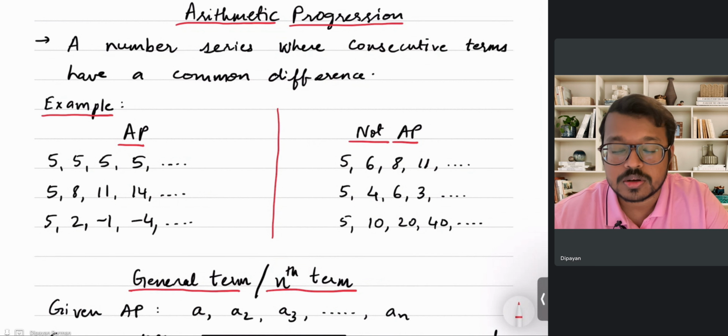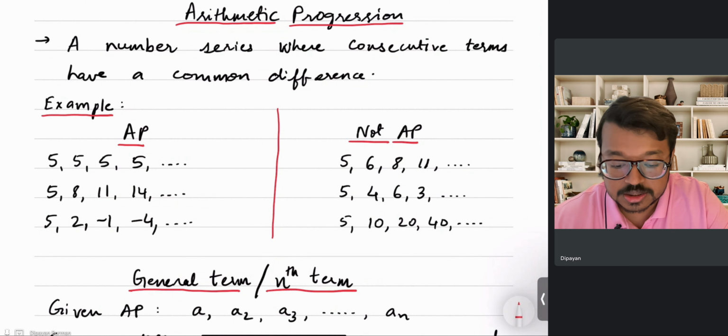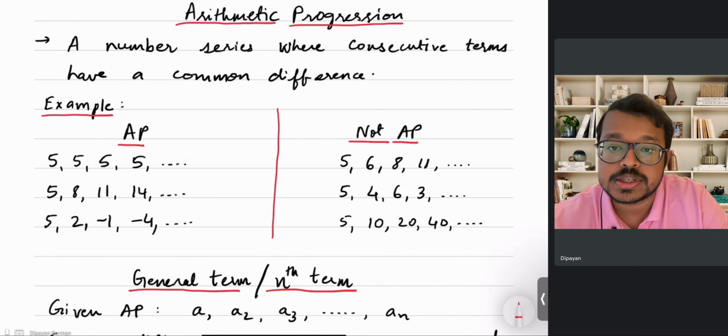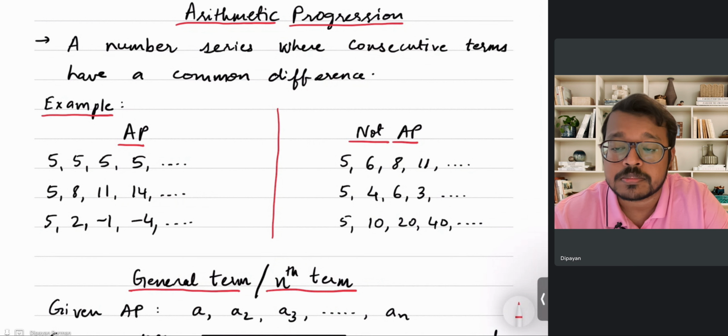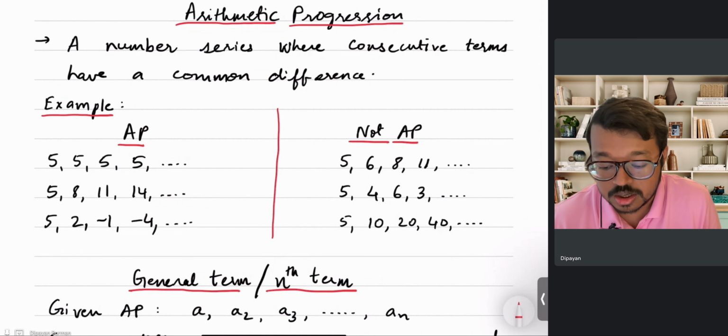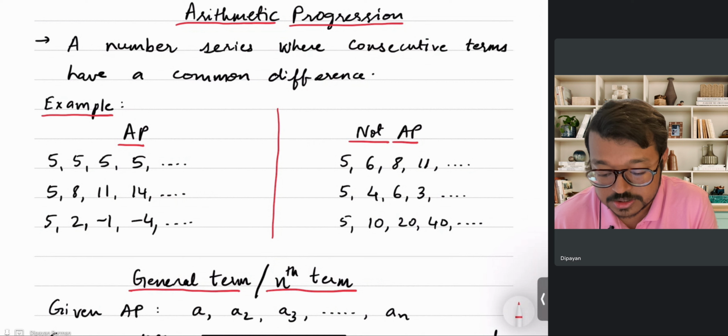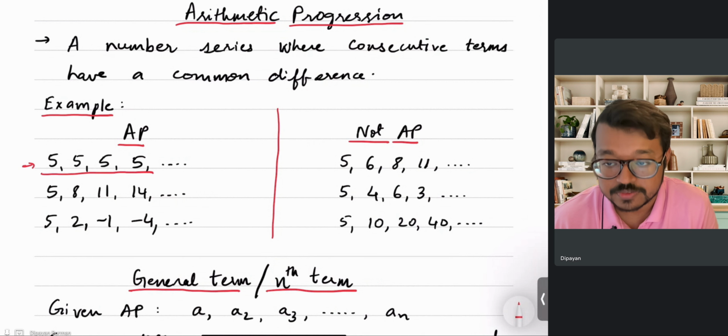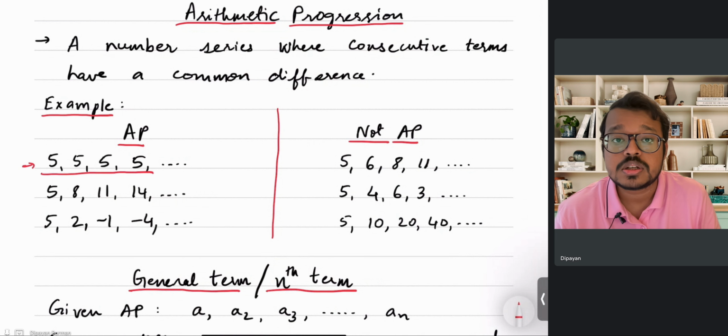Let's recap the concepts of AP and GP. So we know that an arithmetic progression is a number series where consecutive terms, or the consecutive numbers, have a common difference. So some examples of AP are mentioned over here. First one, let's say we have the series 5, 5, 5 and 5, and it goes on.